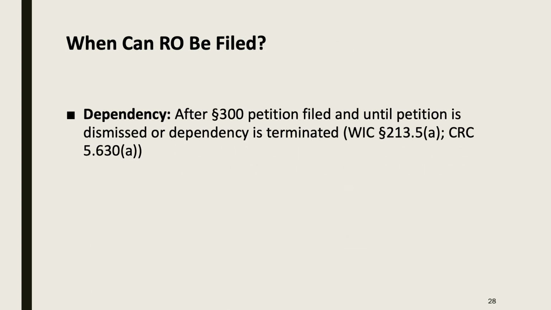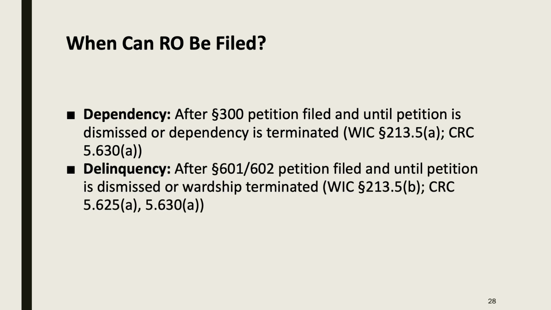When can a restraining order be filed? Well, in dependency court, after a 300 petition has been filed, it can be filed at any time until the petition is dismissed or dependency is terminated. In delinquency, it can be filed after a 601 or 602 petition has been filed and until the petition is dismissed or wardship has been terminated.